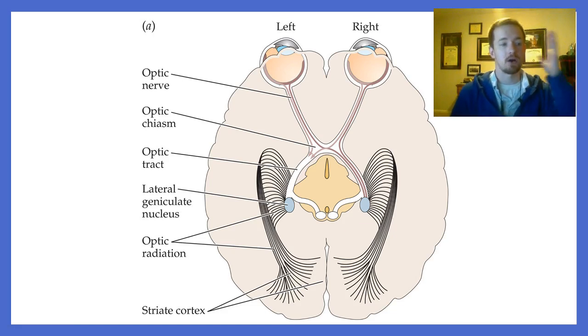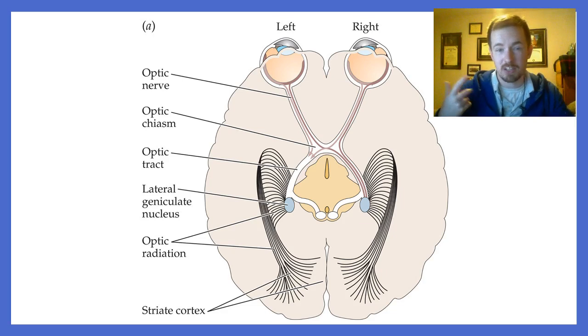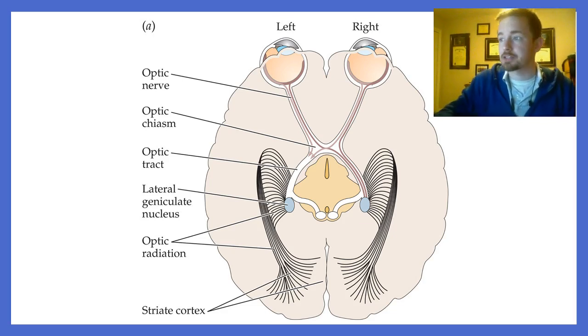Whenever you have something on one side of your body being handled by the other side of your brain, we talk about this a lot with movement. So your left hand is controlled by your right hemisphere and your right hand is controlled by your left hemisphere. It's called contralateral. We'll talk more about that later this semester.